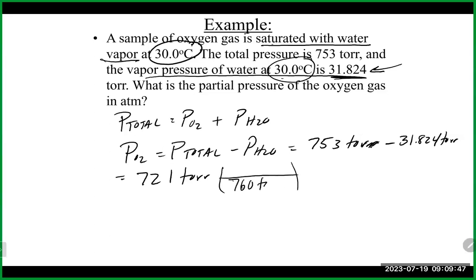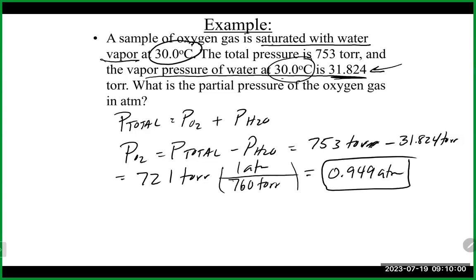It does want it in atmospheres, so we have to do our torr to atmosphere conversion. 760 torr is an atmosphere. Dividing by 760 gives us 0.949 atmospheres as the pressure of the oxygen gas in this case. Again, this is sometimes referred to as the pressure of the dry oxygen gas. Any questions on that calculation?